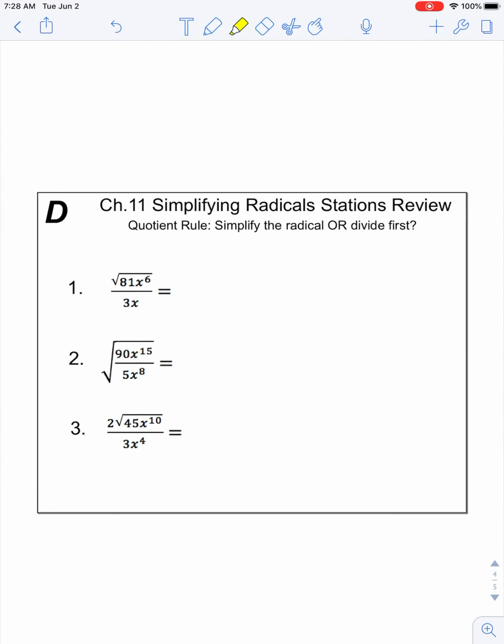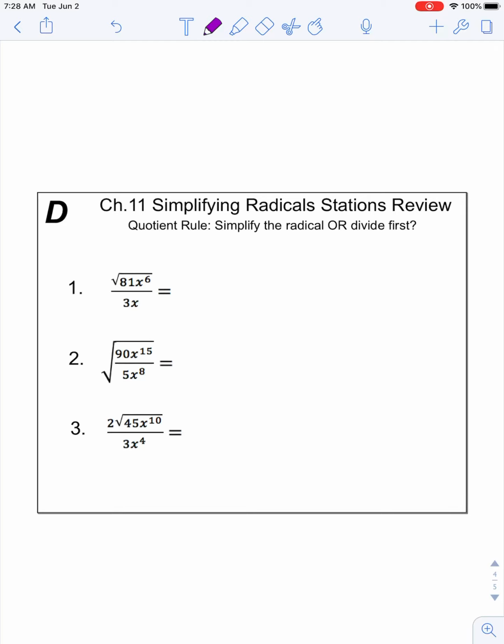All right, we got, I believe, 2 more slides here. So let's work through D. Again, pause the video, try these questions on your own, and then start the video and see if you got them correct. So again, we're doing the same thing we did on that last slide, but we have variables as well.